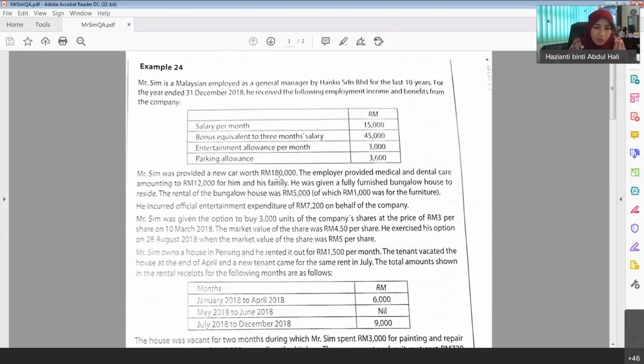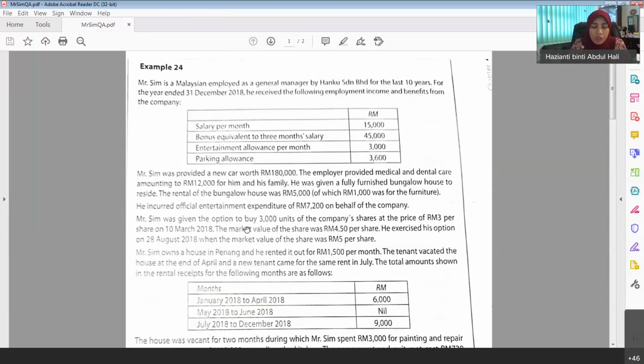And Mr. Sim was provided a new car worth 180,000. The employer provided medical and dental care amounting to 12,000 for him and his family. He was given a fully furnished bungalow house to reside in. The rental of the bungalow house was 5,000, of which 1,000 was for the furniture. He incurred official entertainment expenditure of 7,200 on behalf of the company.